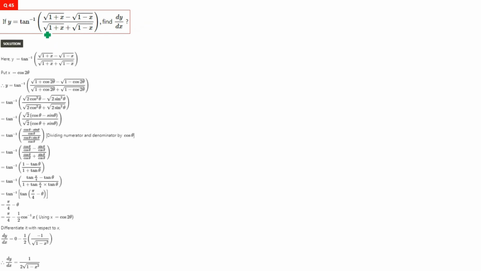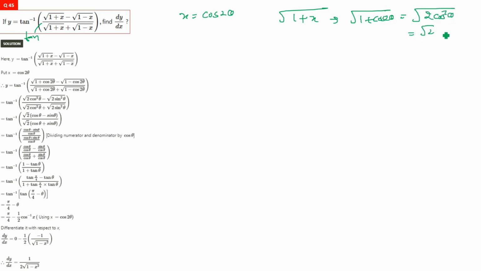Y is equal to tan inverse of some content. Find dy by dx. So ultimately, you know that we need a tan inside. So how to put certain things so that we get rid of this under root and all this. X I am putting as cos 2 theta. So under root 1 plus x will become under root 1 plus cos 2 theta. 1 plus cos 2 theta is 2 cos square theta. And this is under root 2 into cos theta.